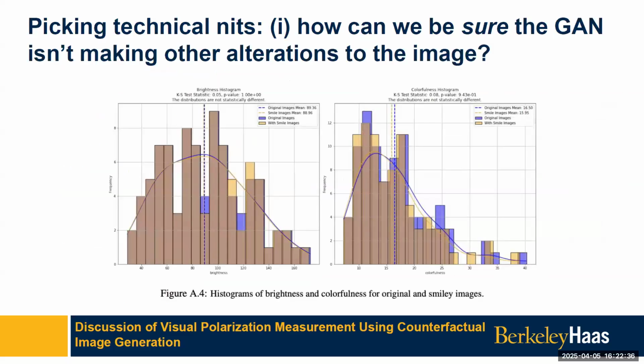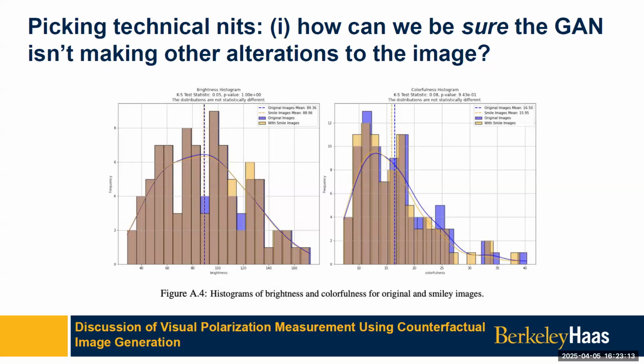Another thing to think about is some of the nits in terms of all the technical machinery that's going on. I think you can probably tell from the talk that this is a really impressive Rube Goldberg machine of different machine learning models that are being put together. And so there's a lot of researcher degrees of freedom in how this is done. One thing to think about is how we can be really sure that the GAN is not making alterations to the image beyond the alterations that we want to be making. So in this case, whether or not the focal politician is smiling. These are the tests that Omid referred to during the talk.